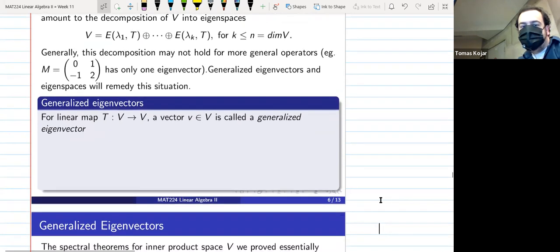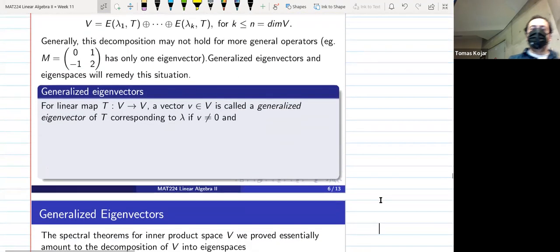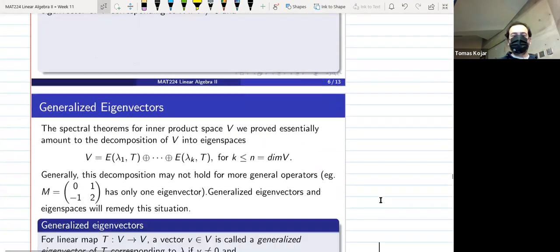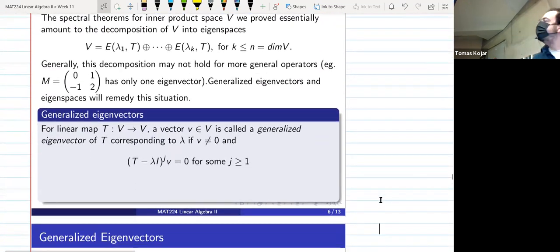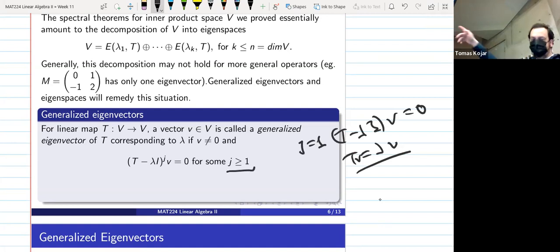This is a linear map, and for a linear map, we know what eigenvectors are, but we also have a generalized notion where you take a power. So if you take j equal 1, then you have (T minus lambda I) v equal to 0. So we have Tv equal lambda v, right? That's the eigenvector. But we'll do examples.